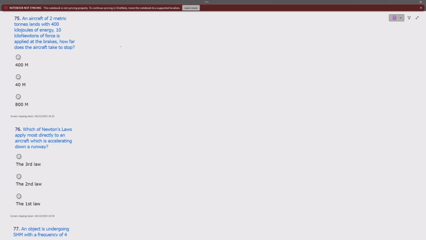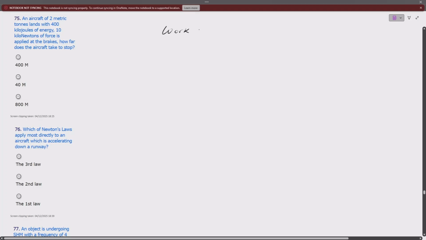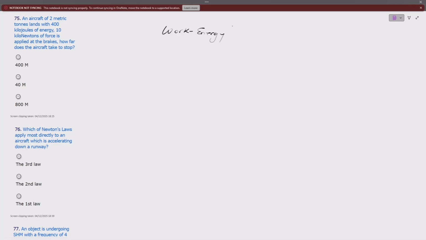With this type of question, we are going to use the work done kinetic energy theorem, or work energy theorem. The work energy theorem says that change in kinetic energy equals work done. That is force times distance.